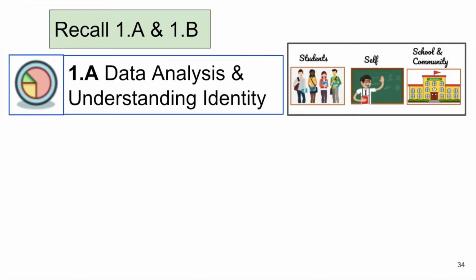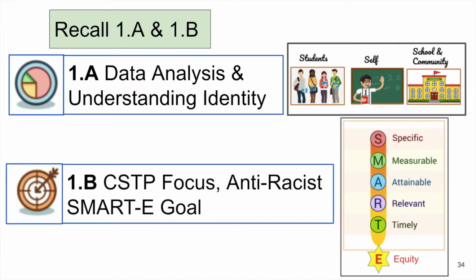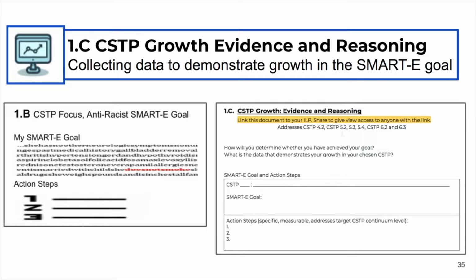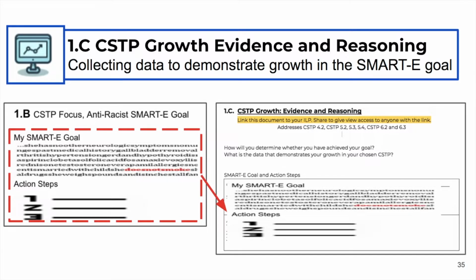In 1A, the teacher collected data and developed understanding around identity, including a CSTP co-assessment, and used this information as a jumping off point into 1B to create a CSTP-focused SMARTY goal. Start 1C by copying and pasting the SMARTY goal and action steps from 1B. Having the goal at the top of 1C makes it easy to stay focused on the goal and more specifically on the action steps as the teacher begins the work to reach the goal.